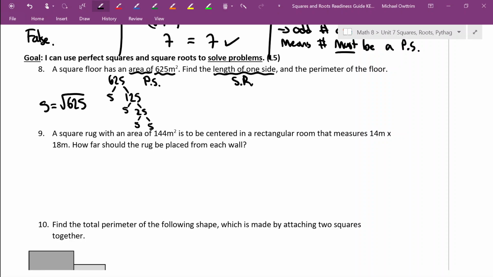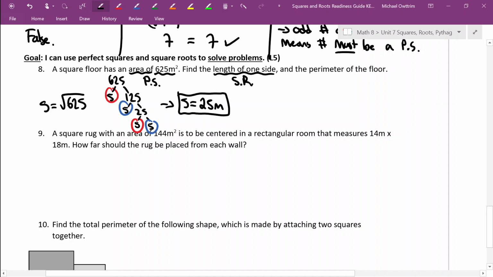And so again, circling every second factor to make 2 equal groups, we can say that S is equal to 5 times 5, which is 25, and our units there are meters, since the meters squared has been square rooted, leaving us with just meters. So our side length of the square is 25 meters.